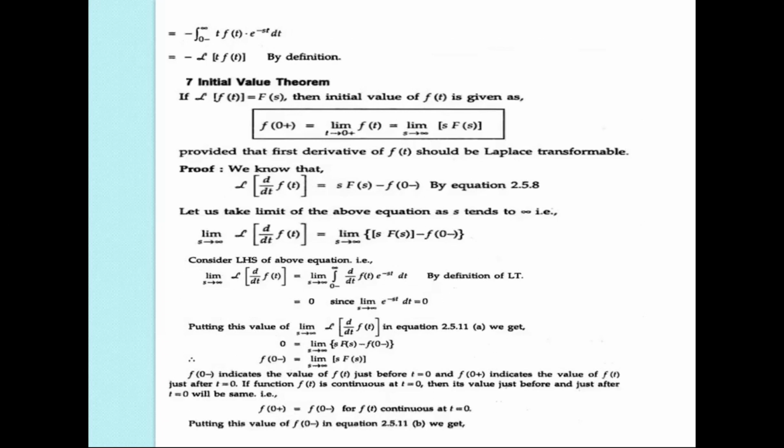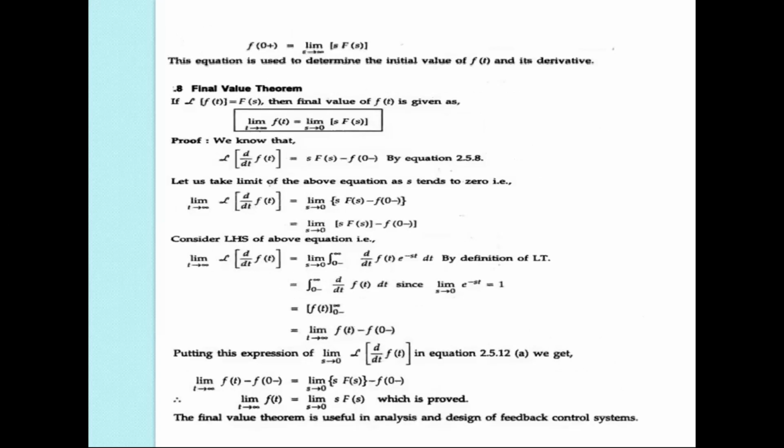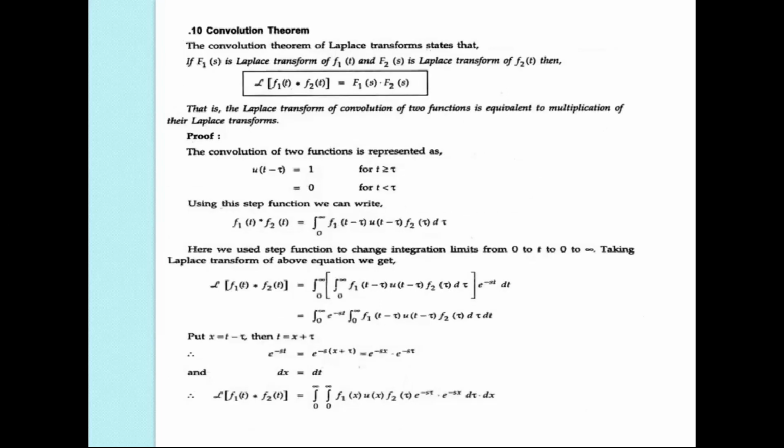It is very important, and you have to use the bilateral Laplace transformation for the derivative of the time domain signal to prove the initial value and also the final value. So the seventh and eighth are the initial and the final value theorems. And the ninth one is the convolution theorem, my students.